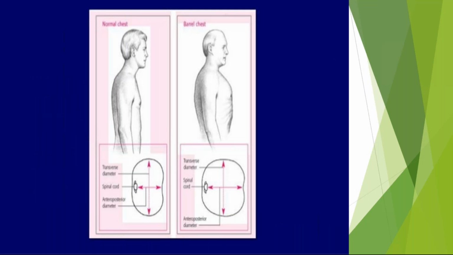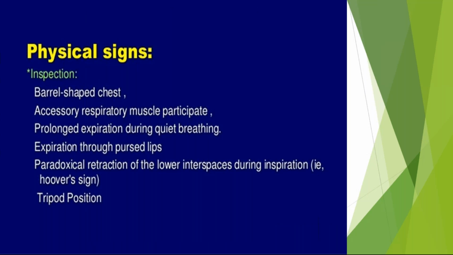Coming to the inspection, on inspection, the patient may have barrel chest, and may use accessory muscles of respiration. He may have prolonged expiration through pursed lips to prevent collapse of alveoli, and paradoxical retraction of lower intercostal spaces during inspiration, which is known as Hoover's sign. And tripod position.